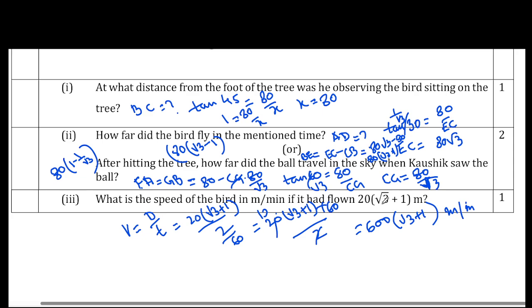What is the speed of the bird in meters per minute if it had flown this distance? So this is in meters, and distance upon time, the time is 2 seconds. 2 seconds into minutes is 2 by 60 minutes. So if you put the value here, the speed will be 600 bracket root 3 plus 1 meters per minute. Okay, this is the complete question.